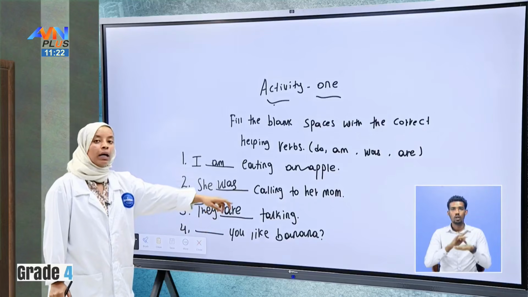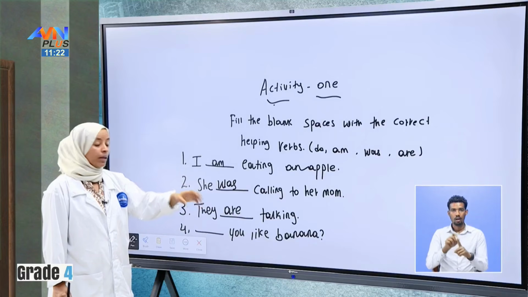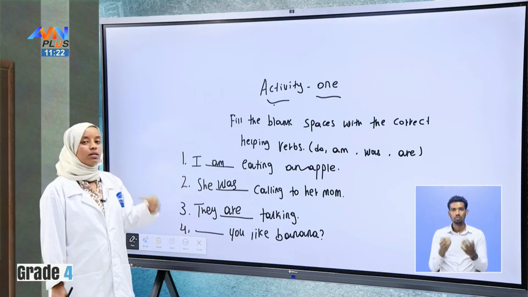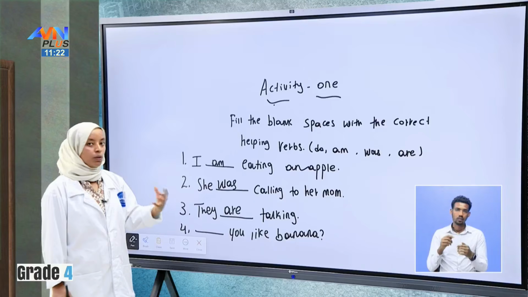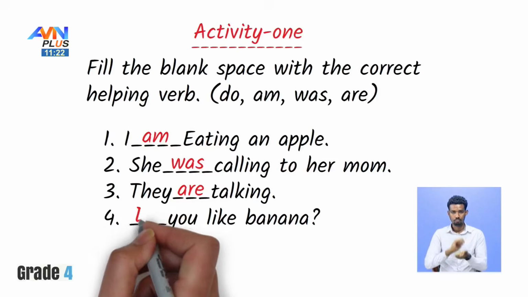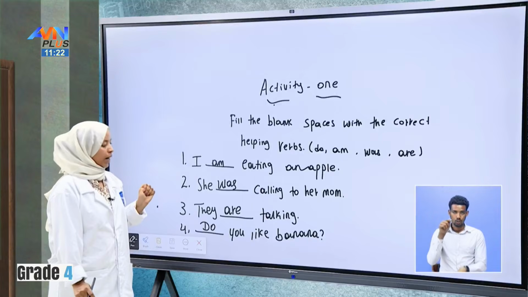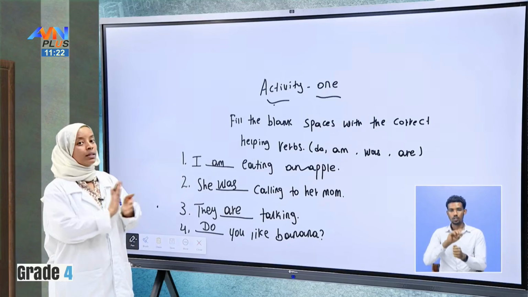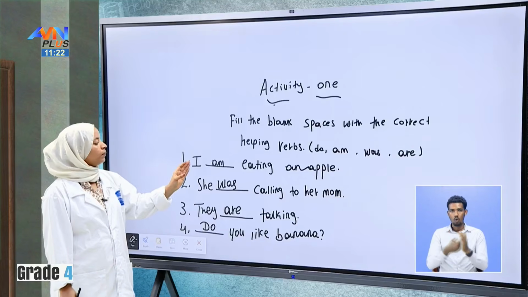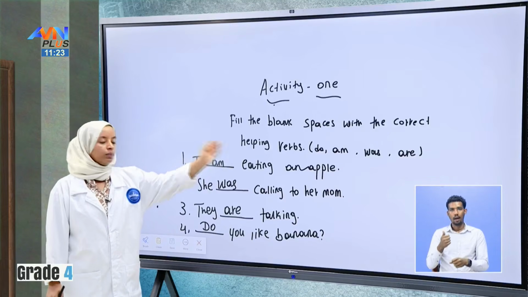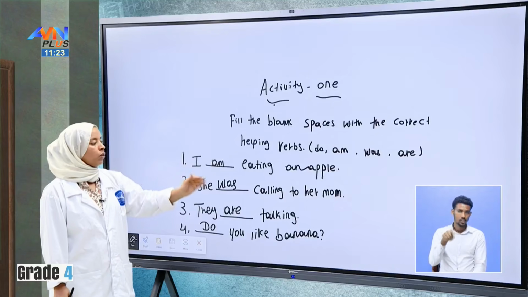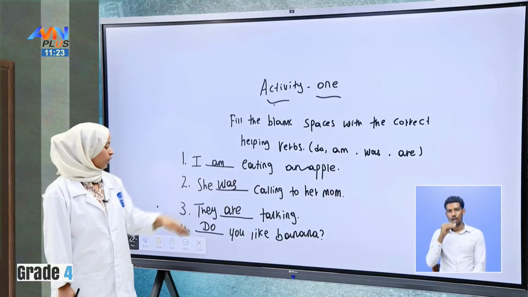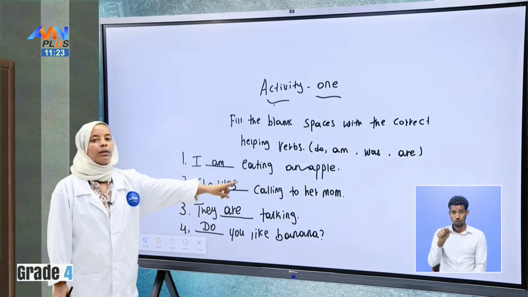And the next one is question number 4. Blank, do you like banana? For a question, like I was telling you, we can use do, does, to make the sentence a question sentence or interrogative sentence. Here it is, do you like banana? Let us read the questions together. I hope you all got the answers correct. I am eating an apple. She was calling to her mom. They are talking. Do you like banana?